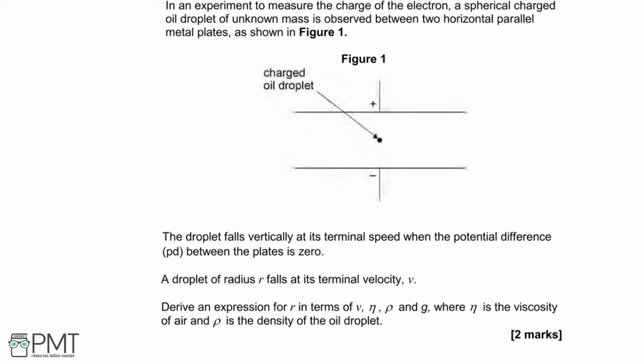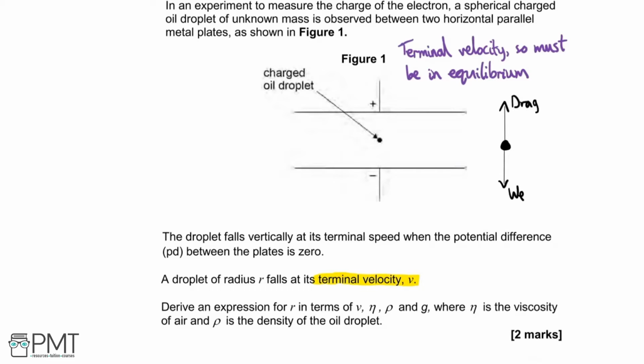The first thing to bear in mind is that for this oil droplet, if it's travelling at a terminal velocity, it must be in equilibrium. So the magnitude of the force due to drag has to be equal to the magnitude of the weight of the droplet. Now let's draw a free body force diagram for this. Notice how the arrows are of equal length because the forces have the same magnitude.